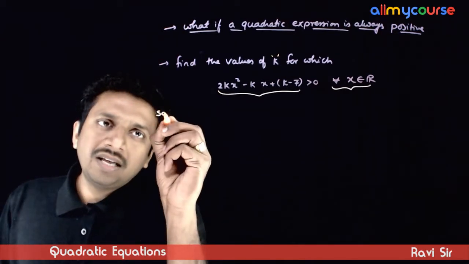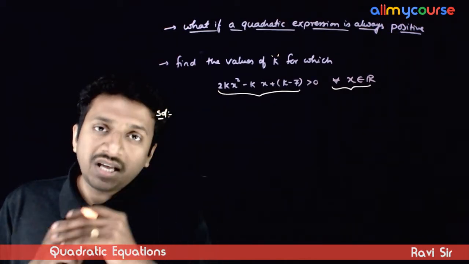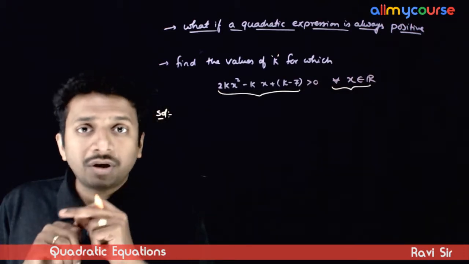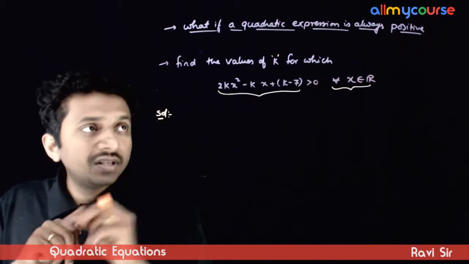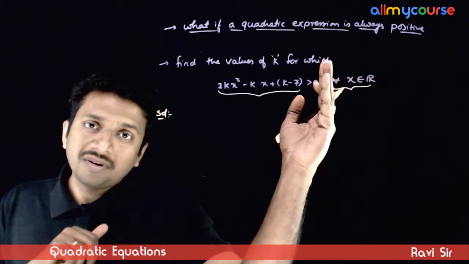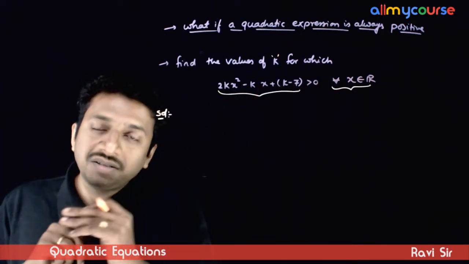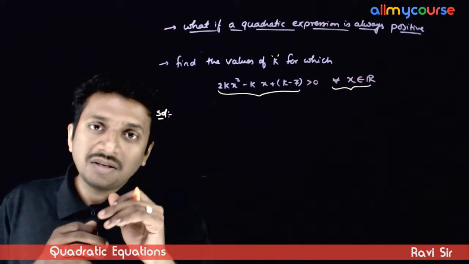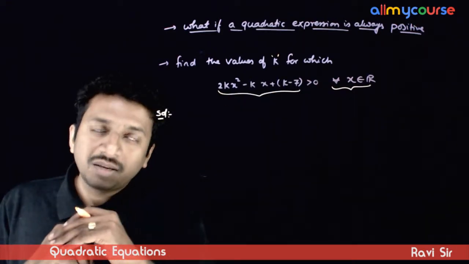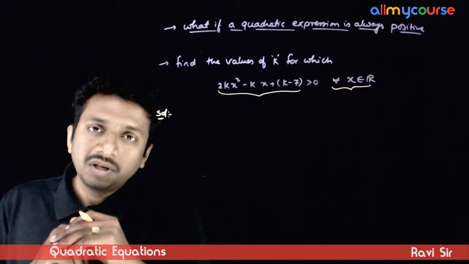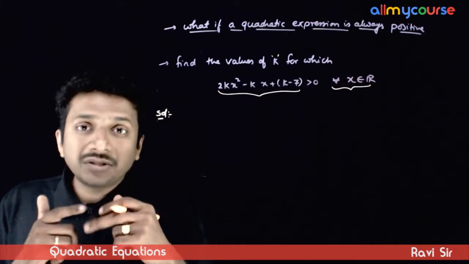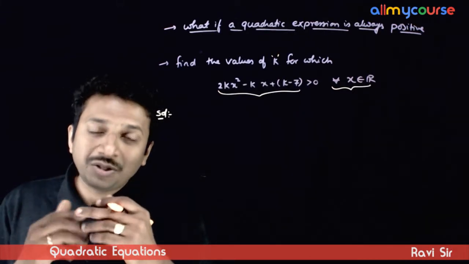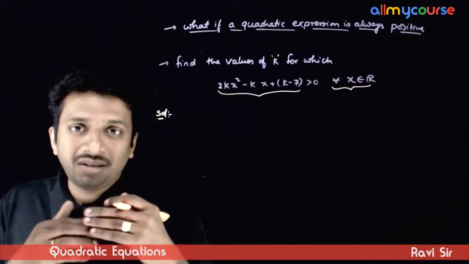As you can very clearly see, in the first stage, you're not asked to solve the inequality. You're not asked to solve this expression greater than 0. You're given that this expression is greater than 0 for all x belongs to R. That means you're given a solution. You're asked to find the values of k for which this happens. That means you're asked to find a condition on k.